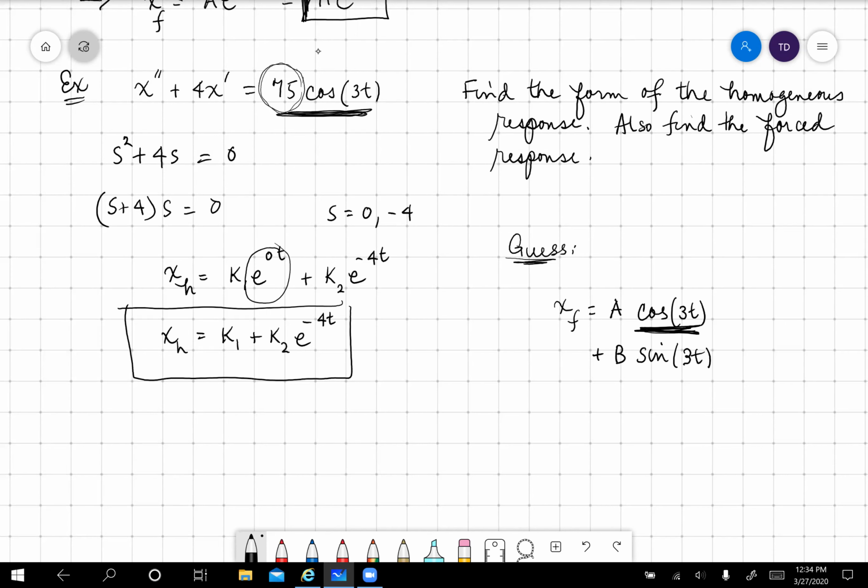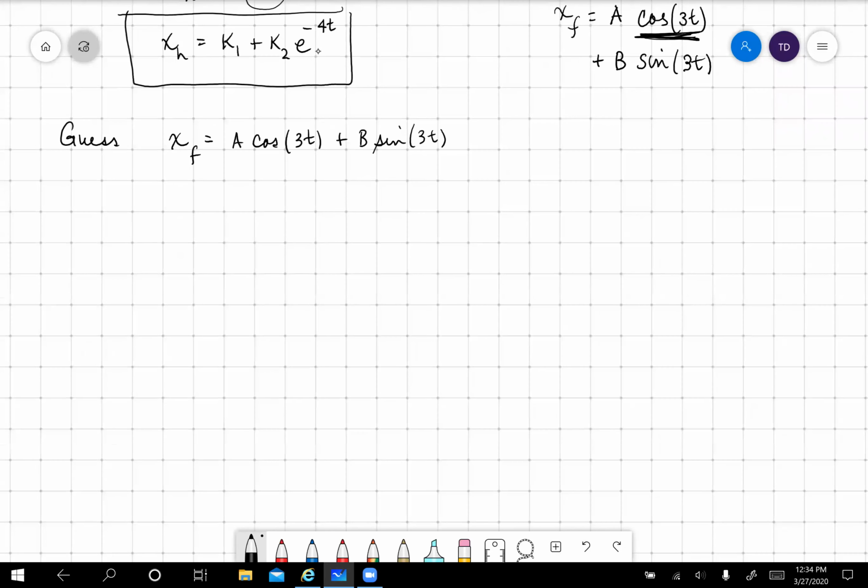The derivative of the cosine is the sine, but the derivative of the sine is the cosine. So now we're just going to cycle back and forth. We have all of the unique derivatives. Every other derivative is just a repeat. So this is our form. So now we're going to guess x sub f is equal to A cosine of 3t plus B sine of 3t. That's our guess. Now what do we do?